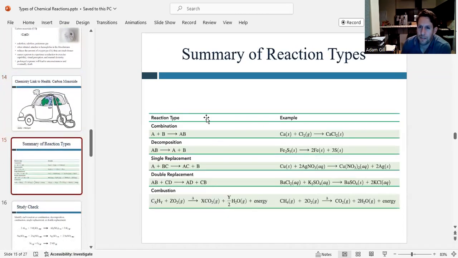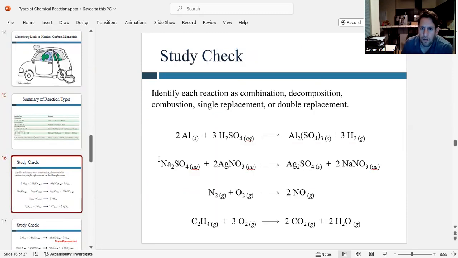Okay, so here's a summary of the types of reactions. So once again, we had combination, which is when two things combine to form one compound. We had decomposition, when one compound breaks into two different things. A single replacement, a double replacement, or combustion. To do a quick study check, identify each reaction as combination, decomposition, combustion, single replacement, or double replacement.